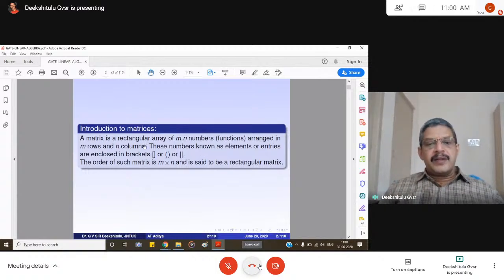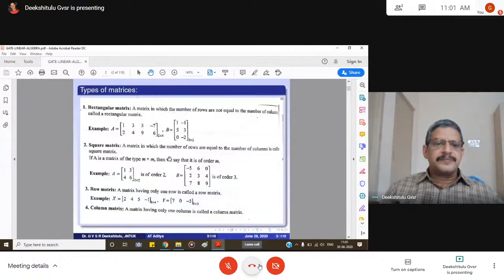A matrix is a rectangular array of m into n numbers arranged in m rows and n columns. Numbers means here they can be functions also. These numbers, known as elements or entries, are enclosed in a bracket. This structure is called matrix structure. The order of the matrix is denoted by m into n, where m is the number of rows and n is the number of columns. If you see how many rows we have, this is one row, this is the second row. So we have two rows, and how many columns? 1, 2, 3, 4, 4 columns. So the matrix is called a 2 by 4 matrix.